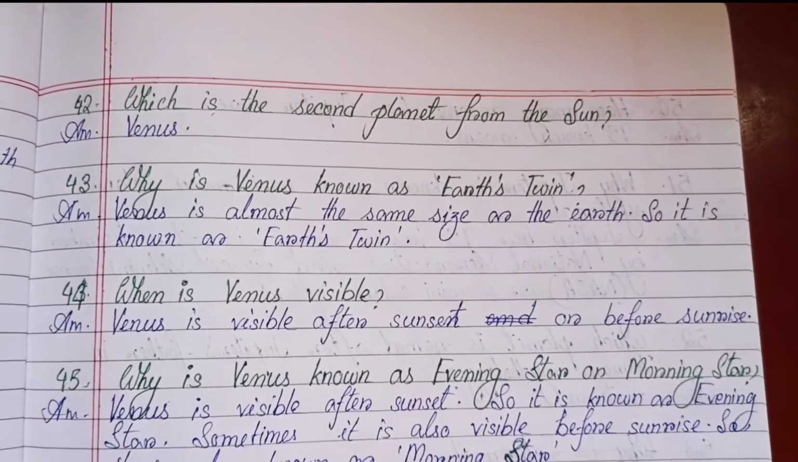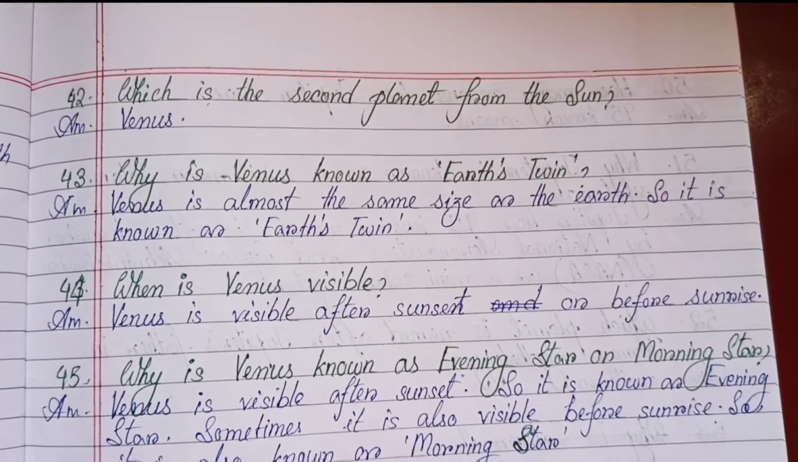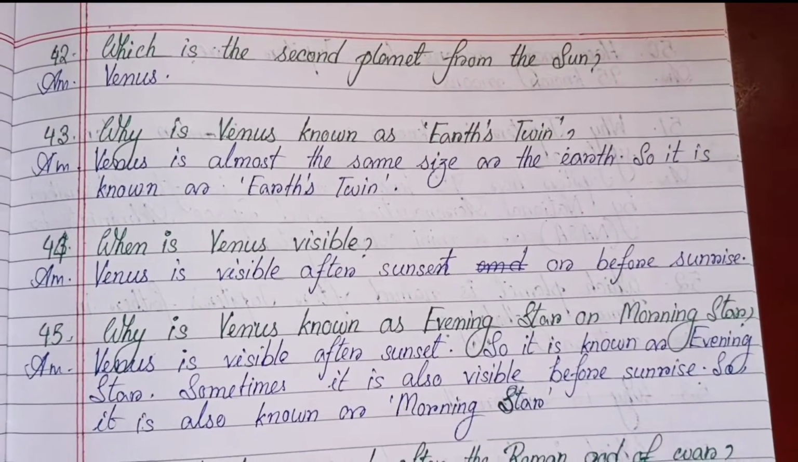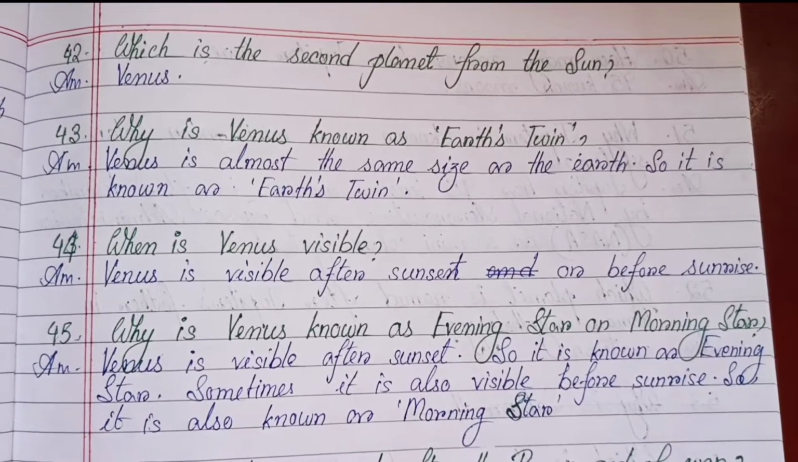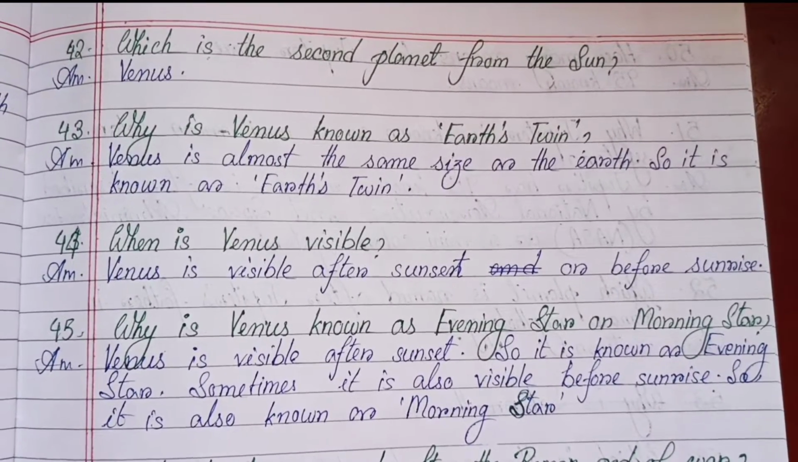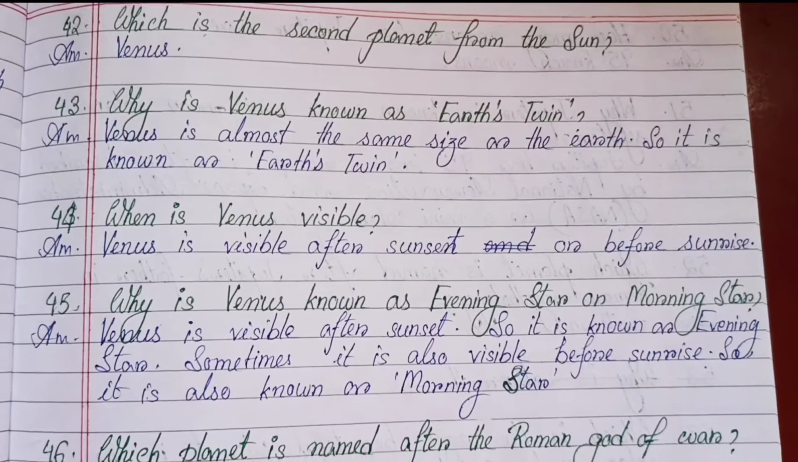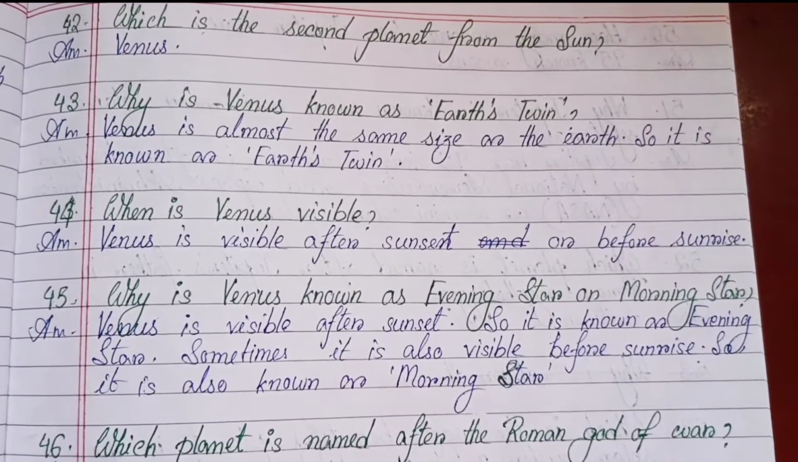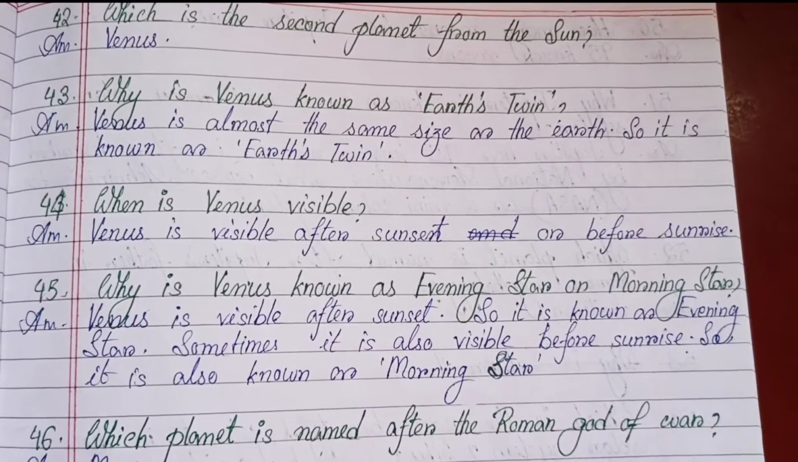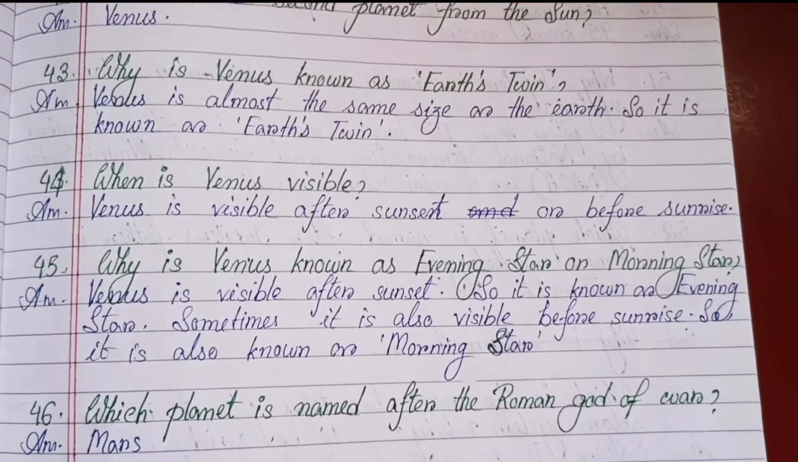Number 42, which is the second planet from the sun? Venus. Number 43, why is Venus known as Earth's twin? Venus is almost the same size as the Earth, so it is known as Earth's twin. Number 44, when is Venus visible? Venus is visible after sunset or before sunrise.